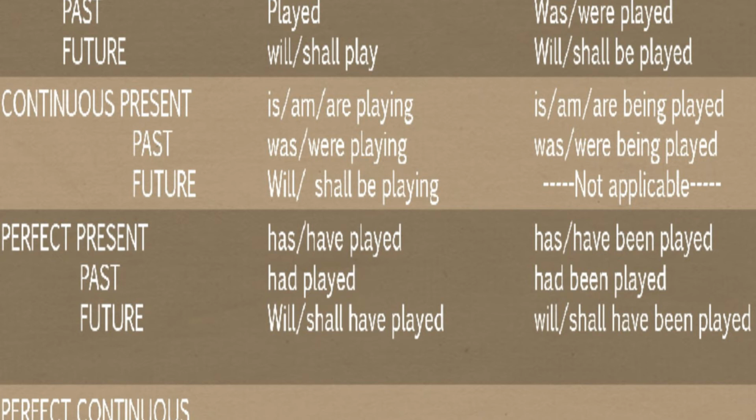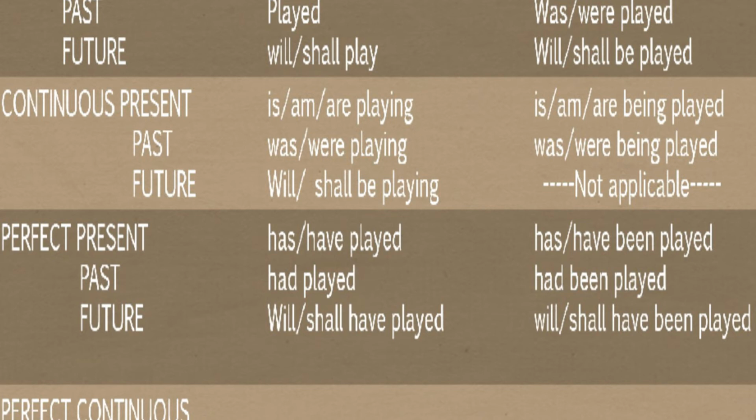The same is the case with the past perfect tense. In the active voice, we have the verb form had played, and in the passive voice, it becomes had been played. Again, the verb form of the be, been, is used here. Dear students, in the case of the future perfect tense, in the active voice, we have the verb form will or shall have played. And when we change it into the passive voice, it will become will or shall have been played.